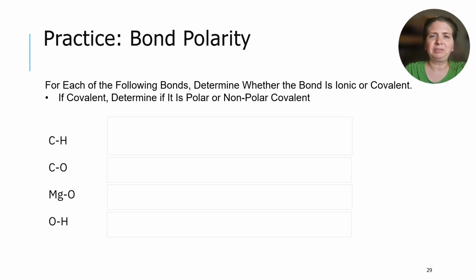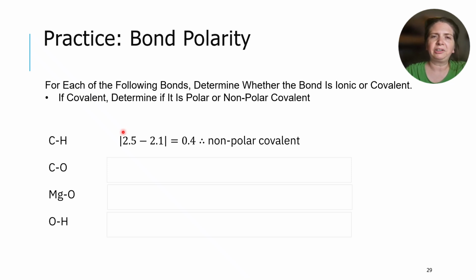For each of the following bonds, determine whether the bond is ionic or covalent. If it is covalent, determine whether it is polar covalent or nonpolar covalent. First, consider carbon and hydrogen. The electronegativity difference is 0.4, so this is a nonpolar covalent bond. When calculating electronegativity differences, always use the absolute value so that the difference is positive. An easy way to do this is to always subtract the smaller electronegativity value from the larger one.